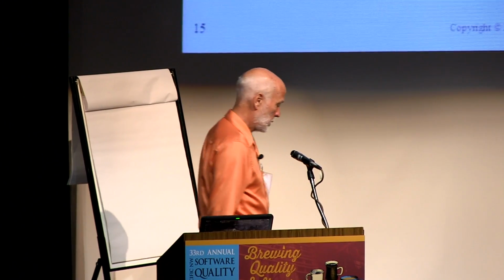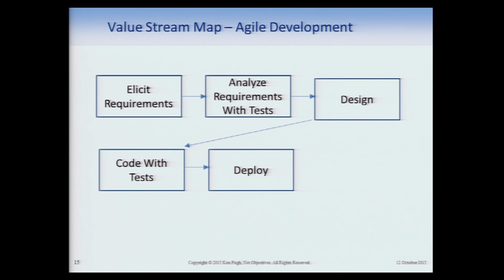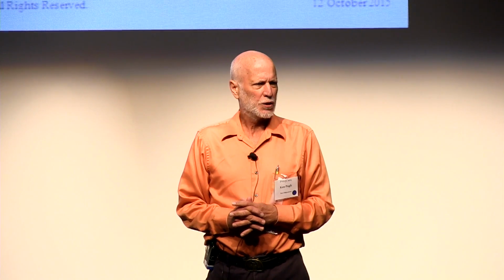So what do we do? In acceptance test-driven development, we elicit our requirements. We analyze our requirements with tests. We write the test as we are analyzing the requirement. And we write all the tests before we start designing. And the developers get all the tests before they start coding. Okay, I know, this sounds strange.